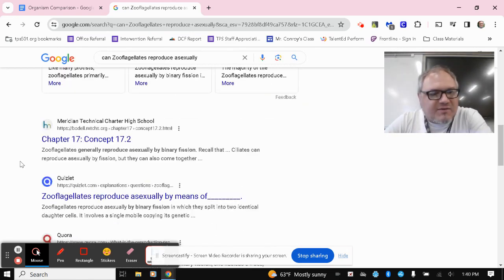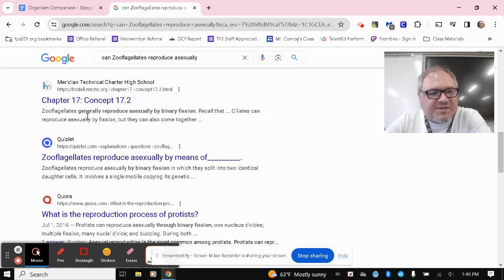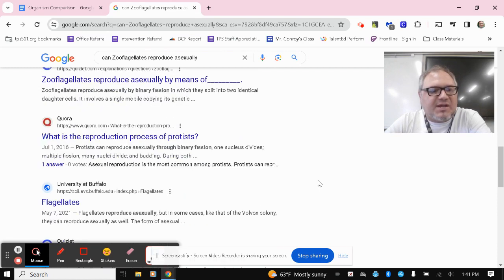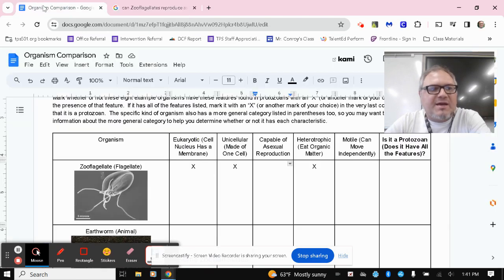If I look down a little further, here's another one. This is from a charter school's text. It says zooflagellates generally reproduce asexually by binary fission. This is a Quizlet that talks about zooflagellates reproducing asexually. There's a Quora response that mentions protists can reproduce asexually through binary fission. Another one from University at Buffalo, zooflagellates reproduce asexually. Seems like we have a lot of confirmation that, yes, they are capable of asexual reproduction.